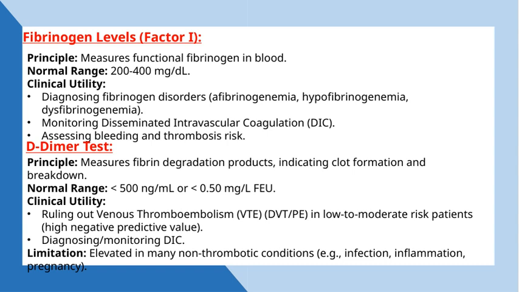The key clinical utility of the D-dimer test is in ruling out venous thromboembolism, like deep vein thrombosis or pulmonary embolism, especially in patients who are at low to moderate risk. It has a high negative predictive value, meaning if the test is negative, it's very unlikely that the patient has a significant clot. It's also valuable for diagnosing and monitoring DIC.